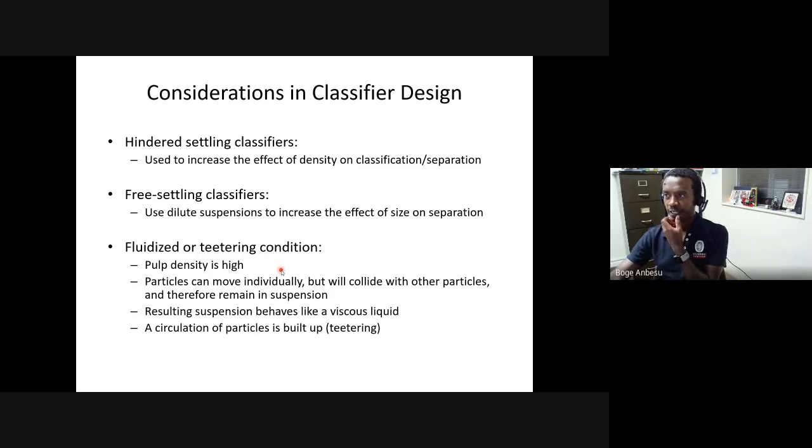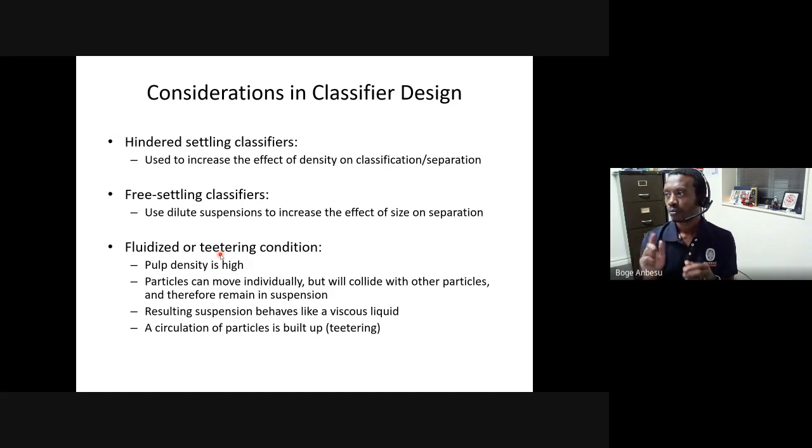So maybe one critical factor in our classifier operation is the so-called fluidized or teetering condition. Obviously, when you're running a hindered settling condition, if pulp density is very high, you are significantly restricting particle motion, and that can impact separation very significantly. You might end up with a situation where particles collide with each other continuously, and instead of settling, they remain suspended in the pulp for a very long time, and that can significantly impact capacity and so on.